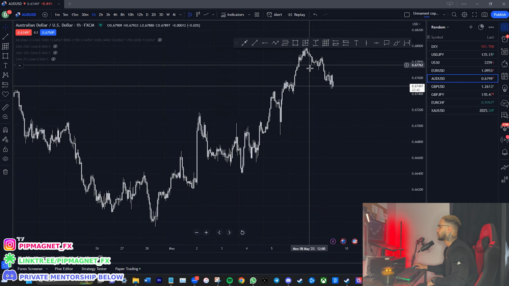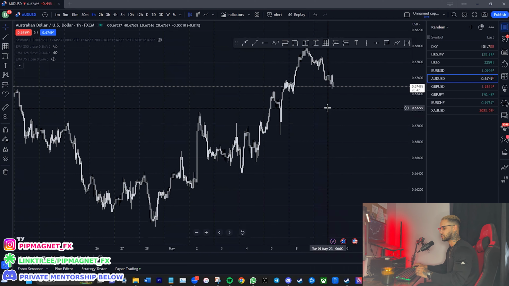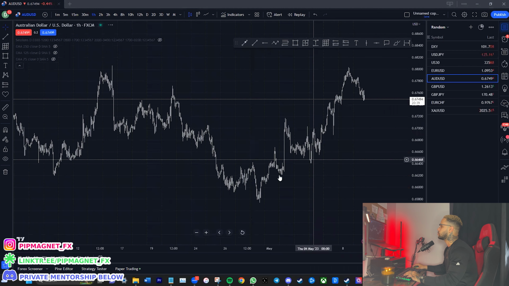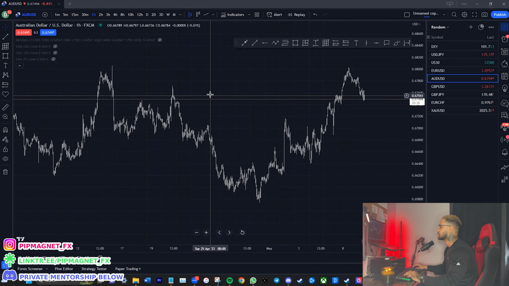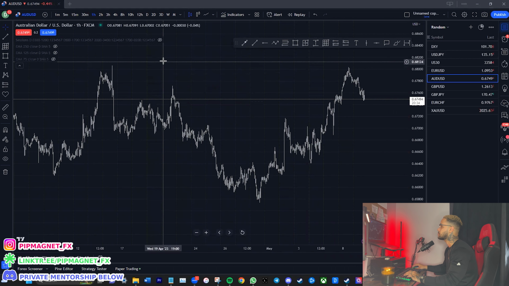So let's take a look here at Aussie dollar, US dollar, and I just want to highlight how the market has been moving recently and how it translates on higher time frames in terms of what I mean by fractally, okay? So let's start on the weekly.